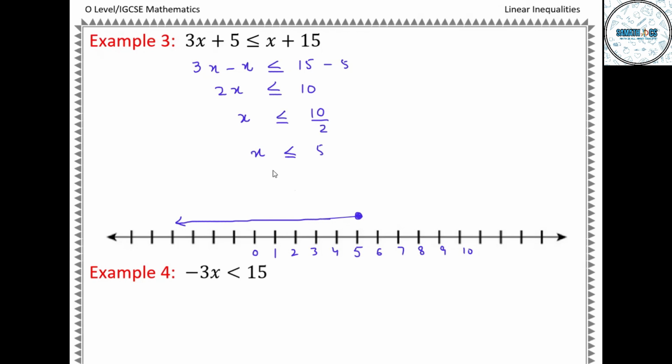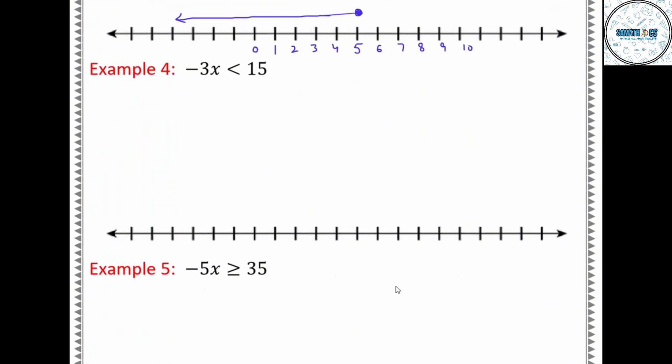It means that the values of x start from 5. 5 is also included. 5, 4, 3, 2, 1, 0, negative 1. These are all the values which we have to consider for x.